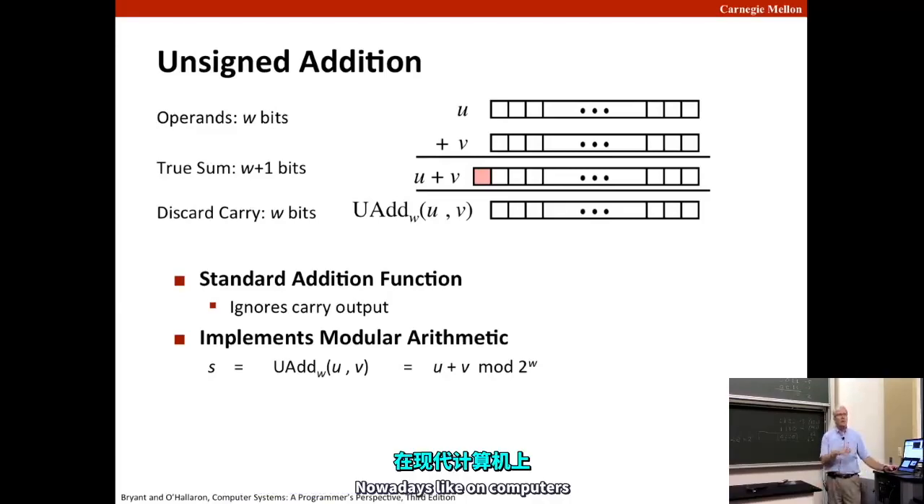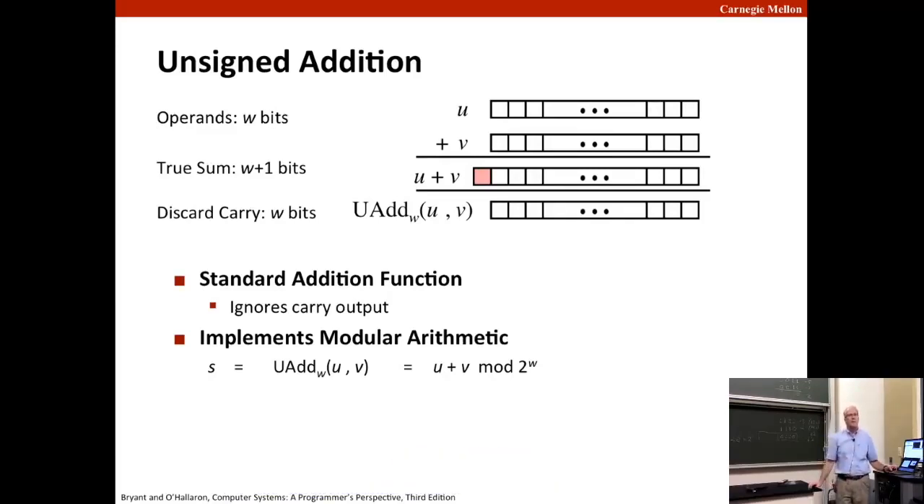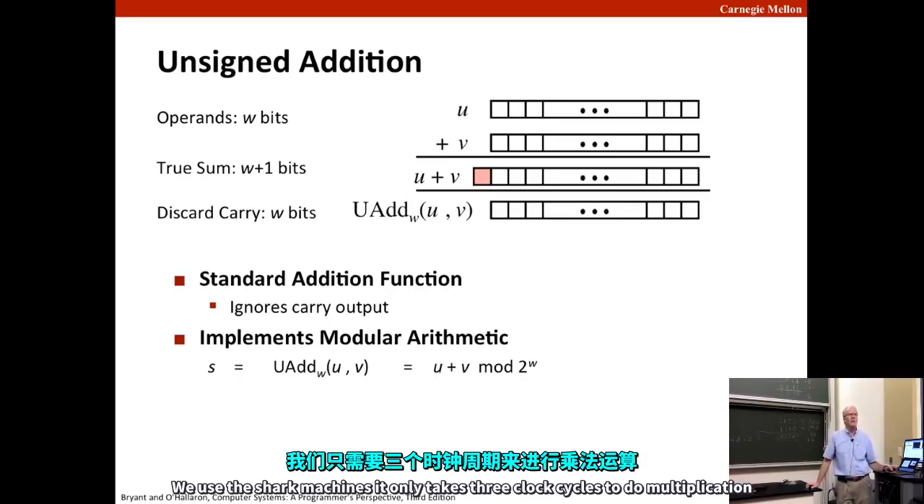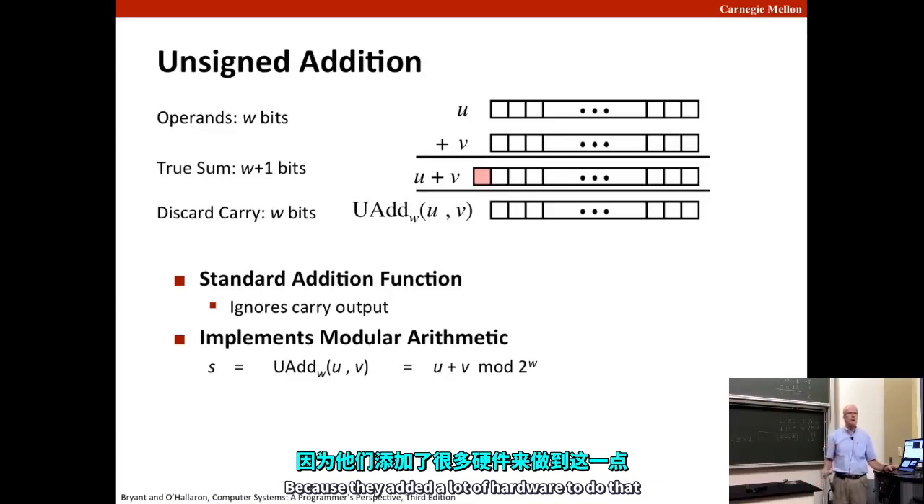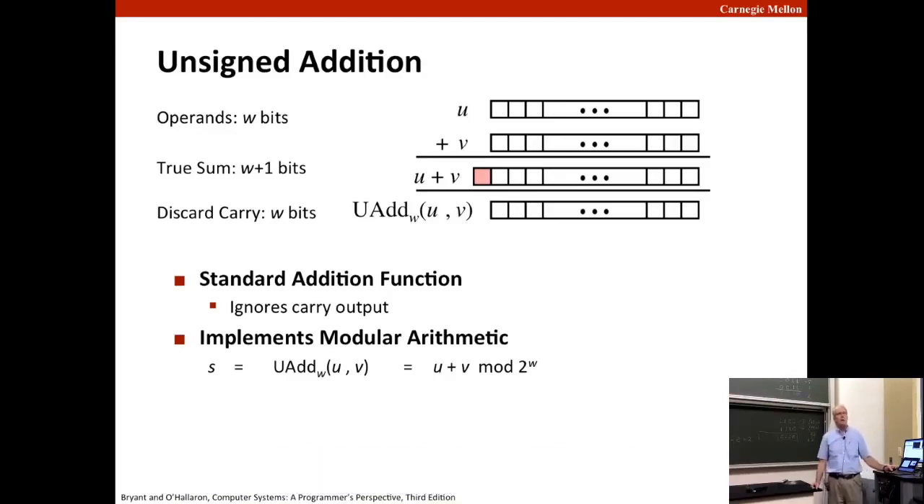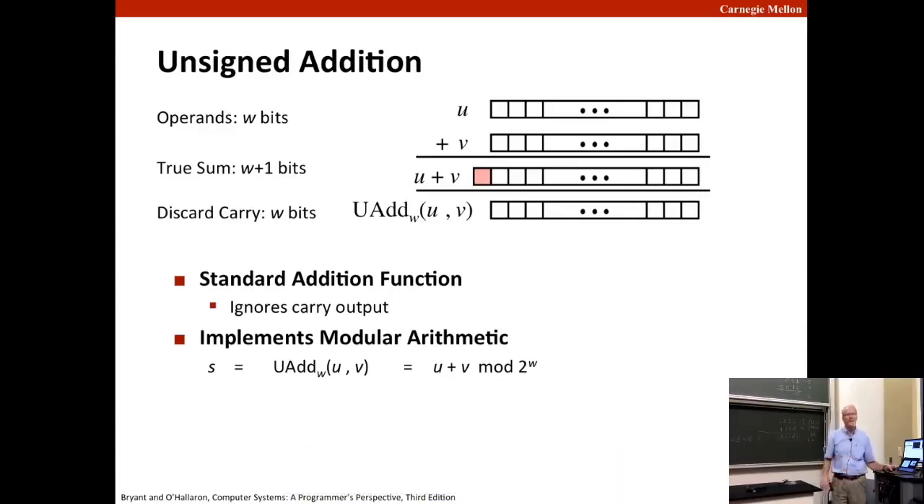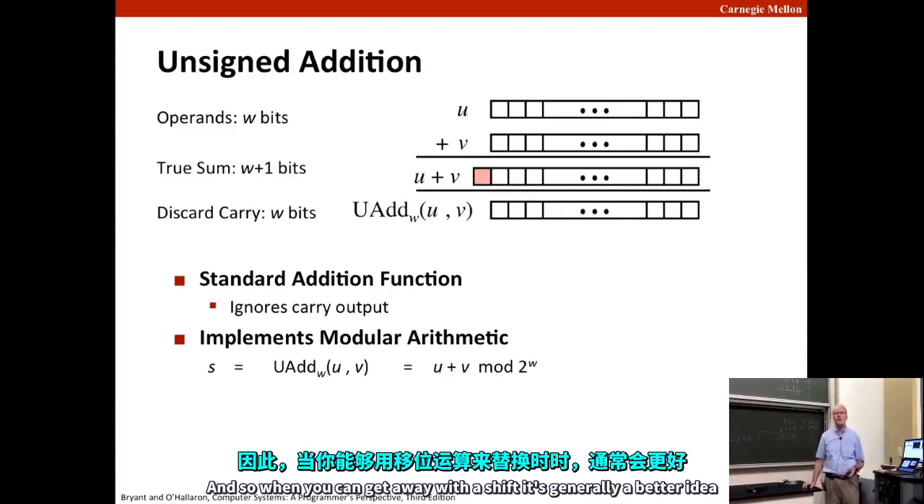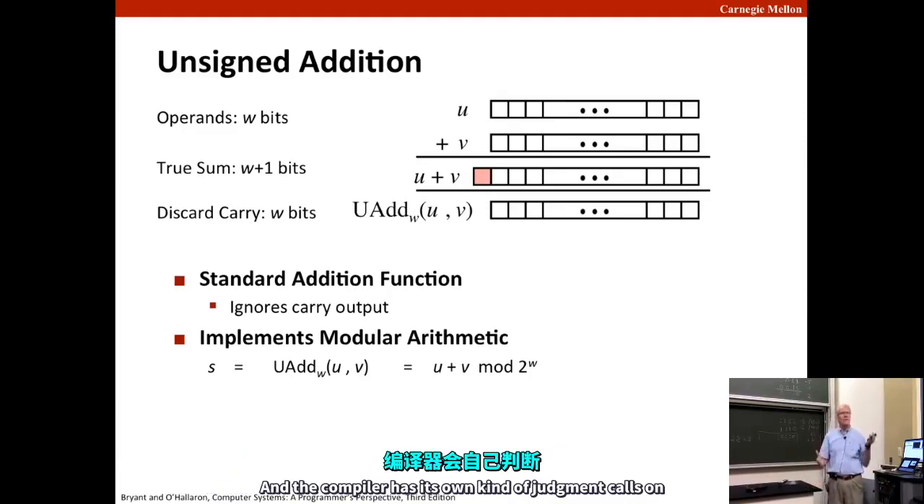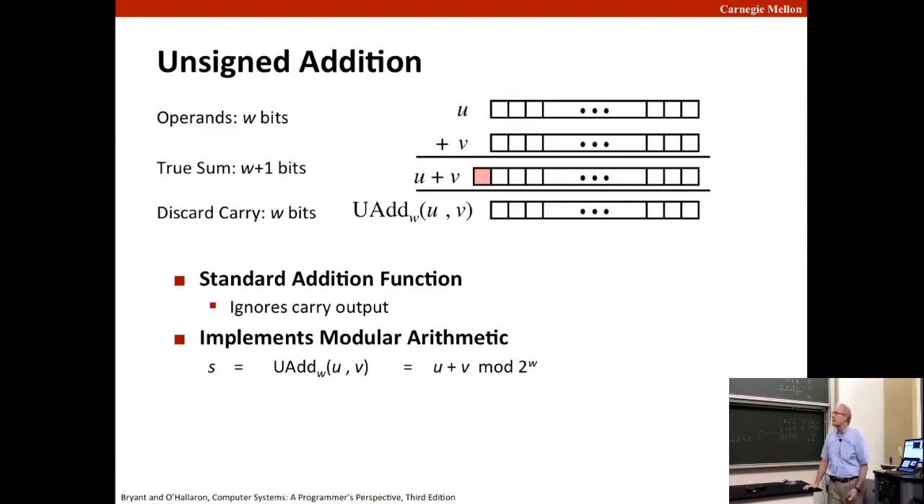Nowadays, on the computers we use, the Shark machines, it only takes 3 clock cycles to do multiplication because they added a lot of hardware to do that. But 3 clock cycles is still more time than 1. And so when you can get away with a shift, it's generally a better idea. And the compiler has its own kind of judgment calls on when it is more efficient to substitute one operation for another.